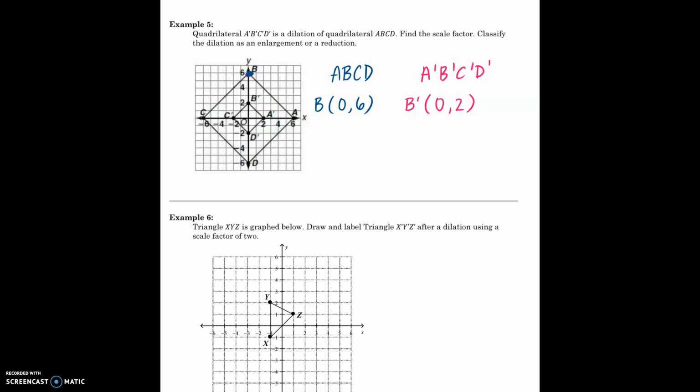Let's look at the y coordinates. What did we have to multiply 6 by to get to 2 in the image? We had to multiply 6 by 1/3, or divide 6 by 3 to get 2. So our scale factor here is 1/3. Because our scale factor is between 0 and 1, we know that this dilation is a reduction.